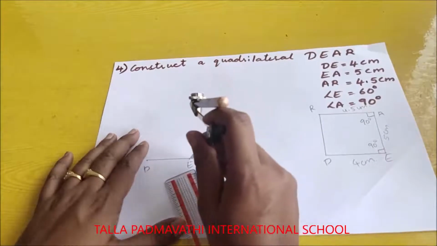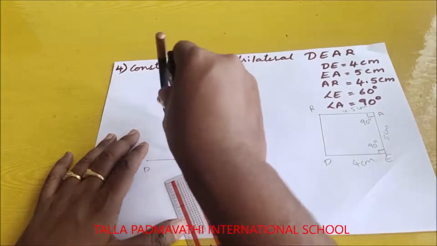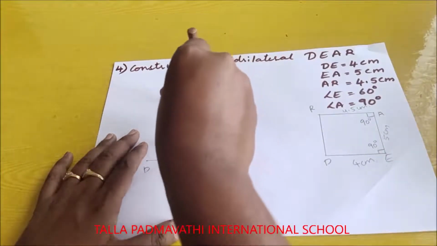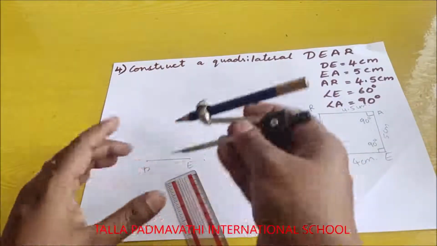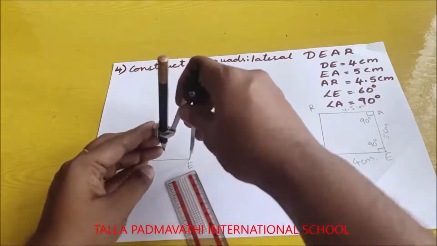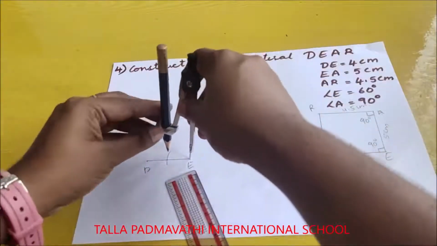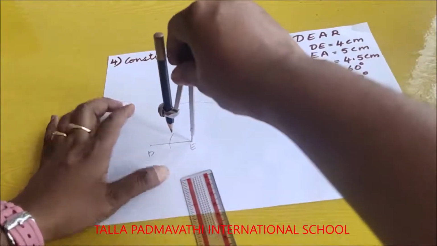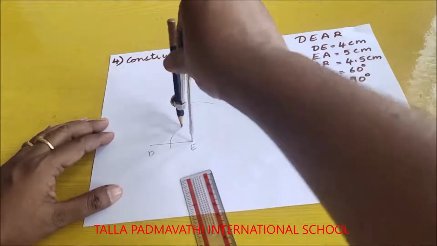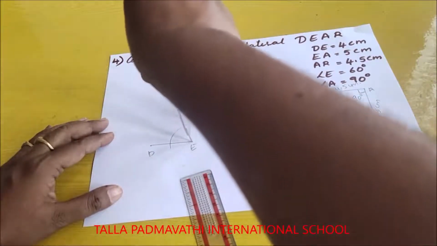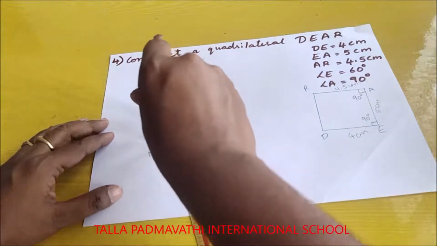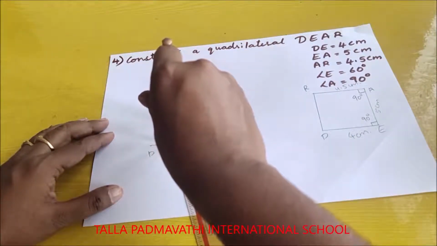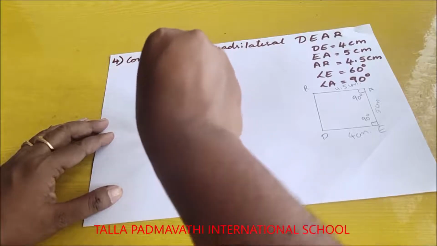Or before this, you even can draw the 90 degrees also, no problem in that. Okay, now we can draw E as 90 degrees. With your convenient radius, with E as center, you need to draw a semicircle, children. And with this point, with the same radius, you need to draw an arc by cutting the semicircle.